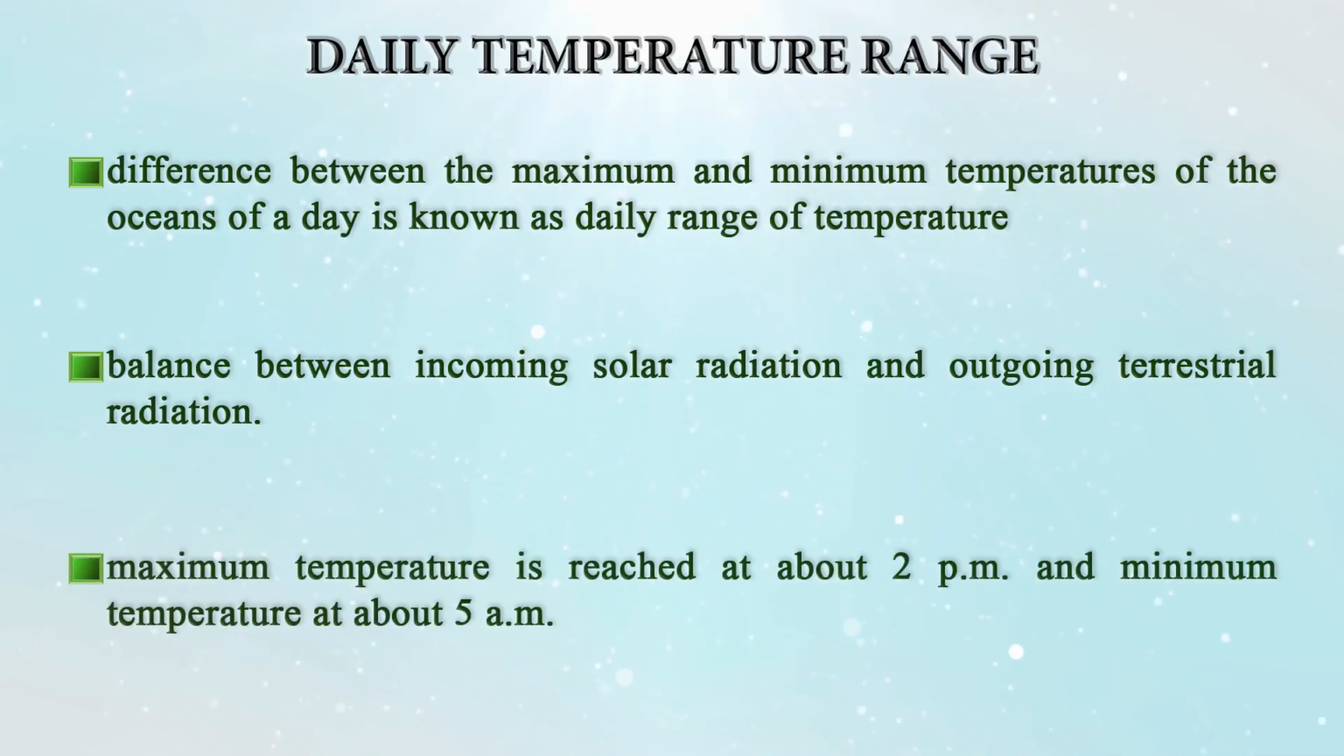Now the maximum temperature is reached at about 2 p.m. and the minimum temperature of the oceans is reached at about 5 a.m. The factors affecting the daily range of temperature of the oceans are the sky conditions, stability and instability of air, and nature of the sea surface.